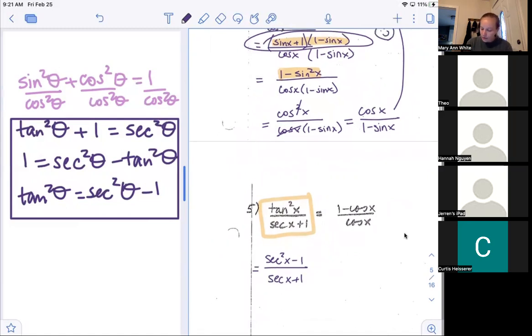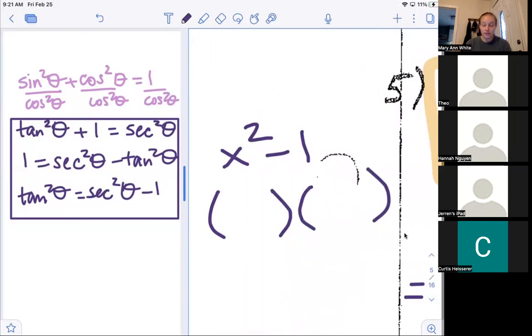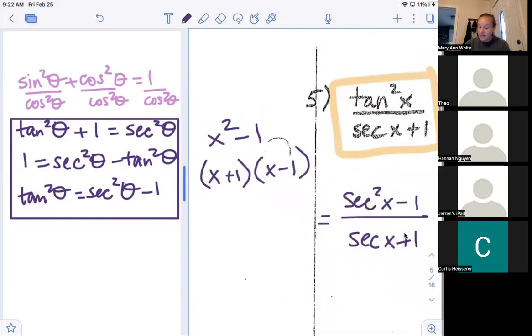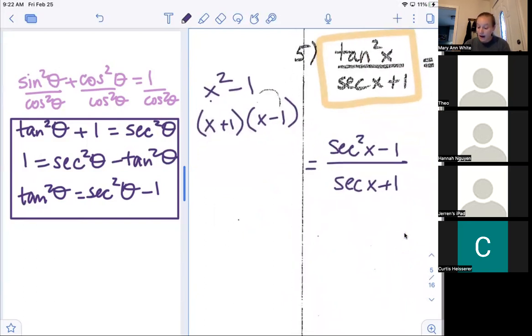If we are confused by this, one thing you could do is think about, okay, what if it was x squared minus 1? We could factor that down, right? That's just a difference of squares. We know that's x plus 1, x minus 1. The only thing that's different here is that my secant is my x and that my 1 is my 1.